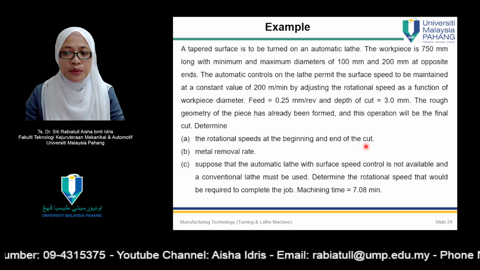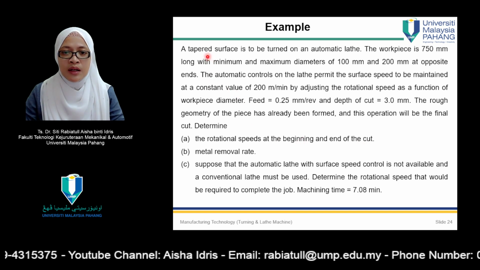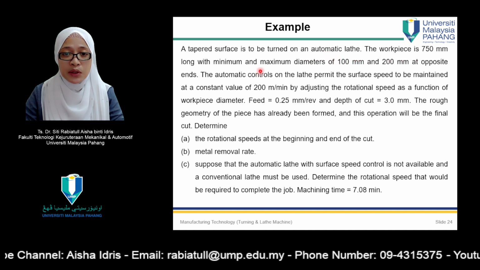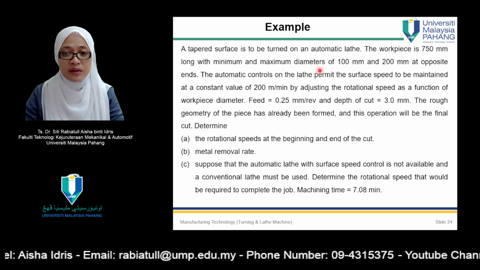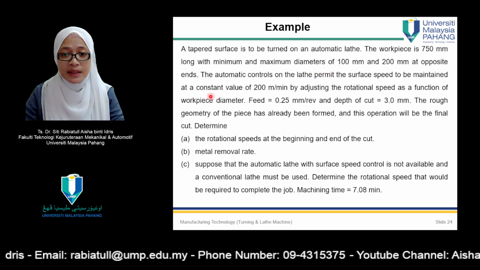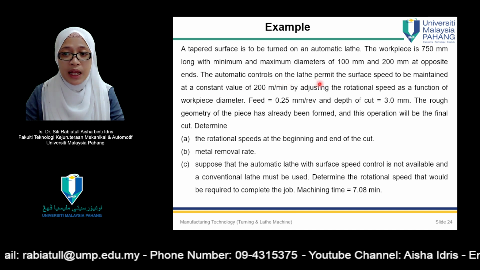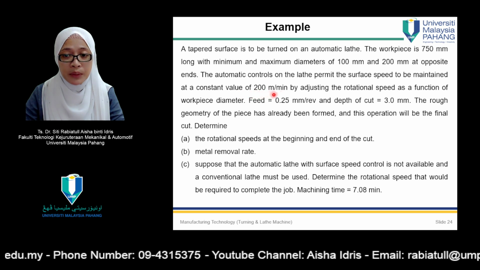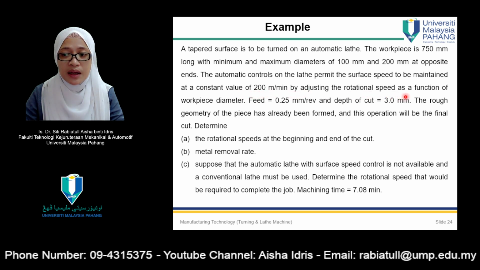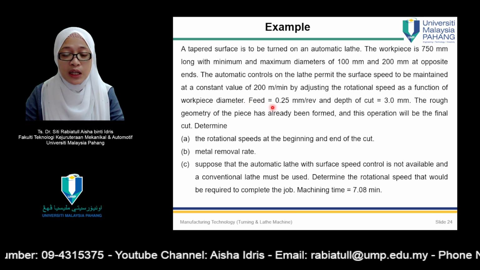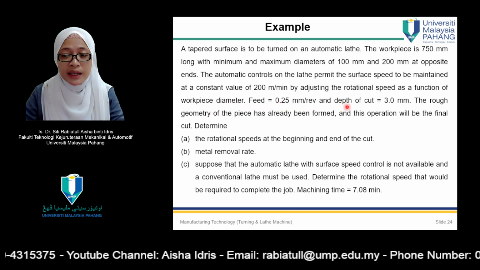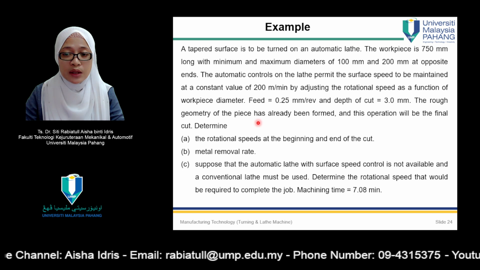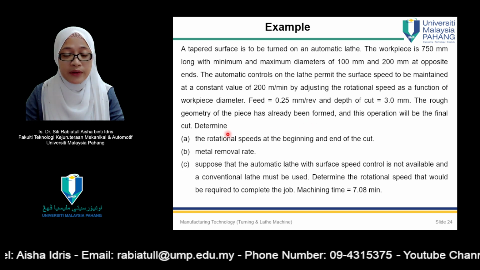So second example, let's read it together. A tapered surface is to be turned on an automatic lathe. The workpiece is 750 mm long with minimum and maximum diameters of 100 mm and 200 mm at opposite ends. The automatic controls on the lathe permit the surface speed to be maintained at a constant value of 200 meter per minute by adjusting the rotational speed as a function of workpiece diameter. Feed equals 0.25 mm per revolution and depth of cut equals 3 mm. The rough geometry of the workpiece has already been formed and this operation will be the final cut.